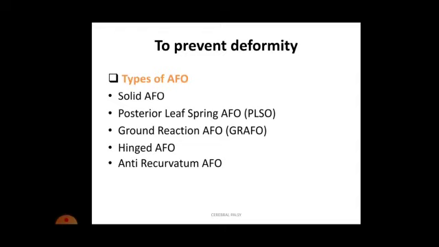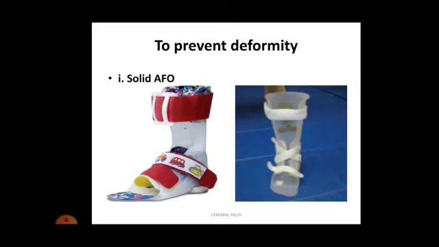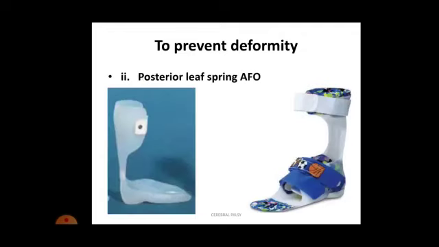Hinge AFO, that will provide movement at the ankle joint. And anti-recurvatum AFO, that will prevent knee hyperextension. So all these are different types of AFO. Let us see them. So this is solid AFO without any hinge or without any movement, okay? So it is rigid. Then this is posterior leaf, so it is also covering the calf region, so that will be giving inhibitory pressure to the calf. So to some extent we can say that it will also be useful to give inhibitory pressure to the calf muscle, so we can work on the tone of the calf muscle to some extent.